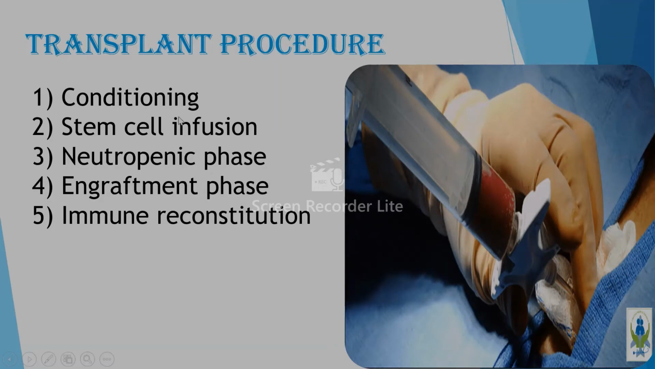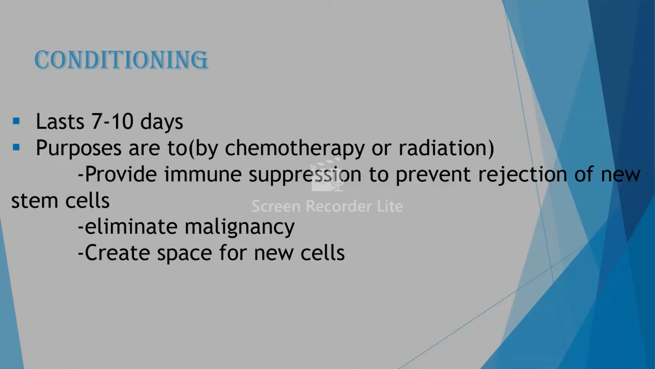Starting with the transplant procedure, it consists of 5 steps. Firstly, conditioning, followed by stem cell infusion, neutropenic phase, engraftment phase, and then immune reconstitution. Dealing with the steps, what is conditioning? It is done by chemotherapy and radiotherapy. This achieves immunosuppression, hence our graft could not be rejected.